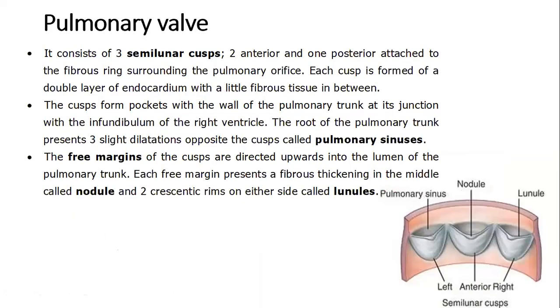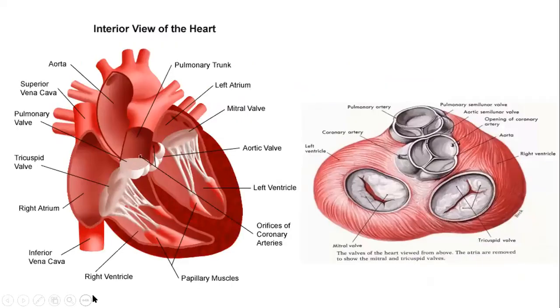Now see the structure of the pulmonary valve. These pulmonary valves are called semilunar valves. Both the aortic and the pulmonary valves are called semilunar valves because they have semilunar cusps. This is how they look. Observe that they don't have chordae tendineae. This is the difference between the tricuspid and mitral valves, which have chordae tendineae, and the semilunar valves, which don't have chordae tendineae or papillary muscles. So they are on their own.